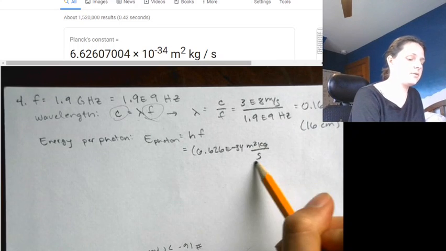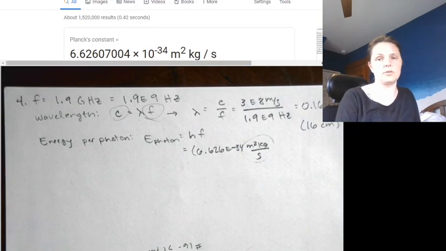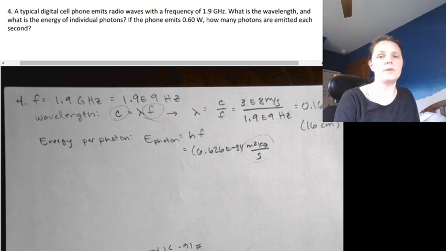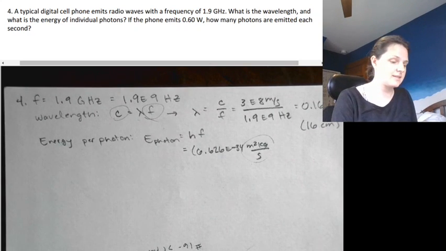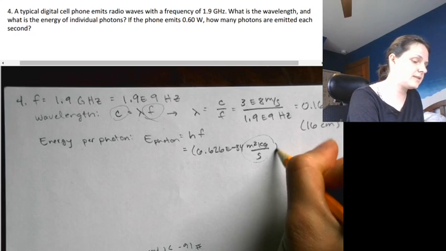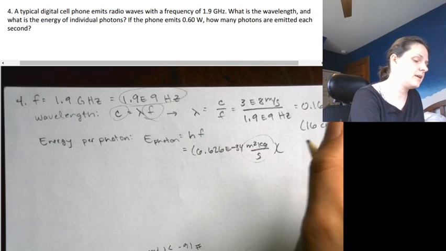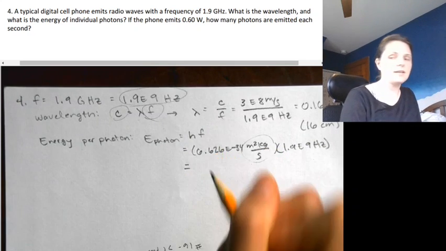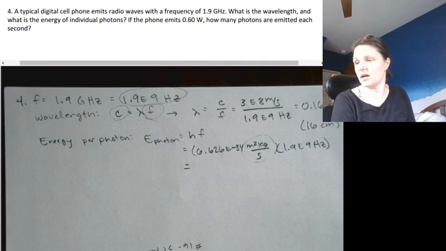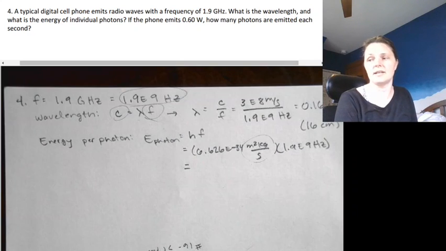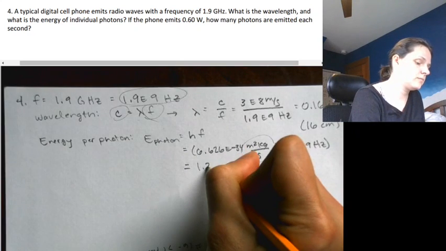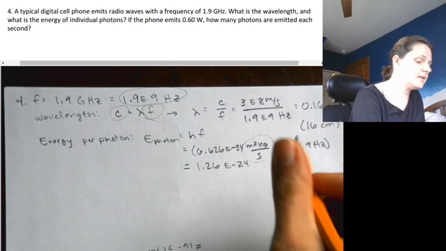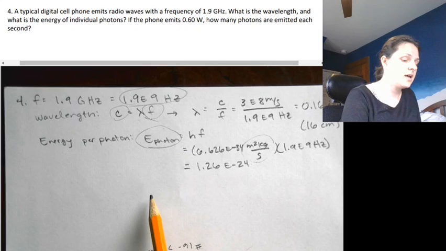It's possible that the unit on your equation sheet is a little bit different than that. It might include joules in it or something like that. But when you boil them all down, they're at their heart the same units. But that's what H is, and F we've already got written down is 1.9 times 10 to the 9th hertz. And this is the number that I just said. So that's 1.26 times 10 to the negative 24.